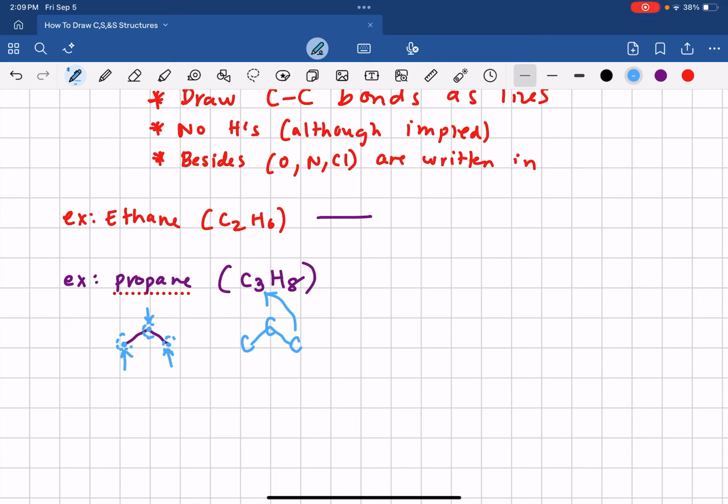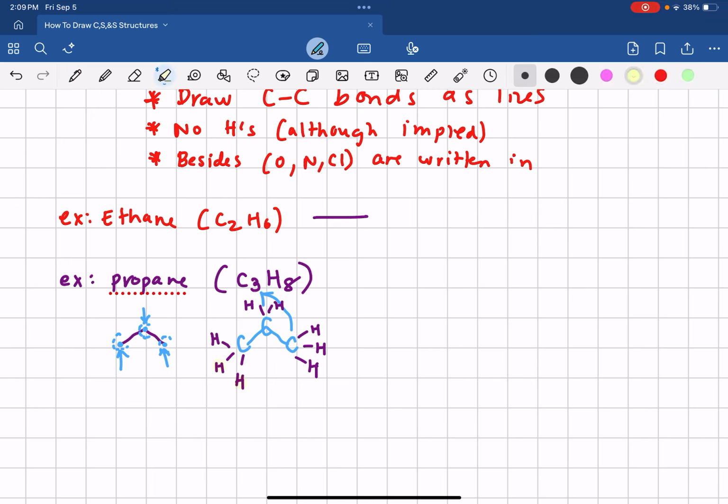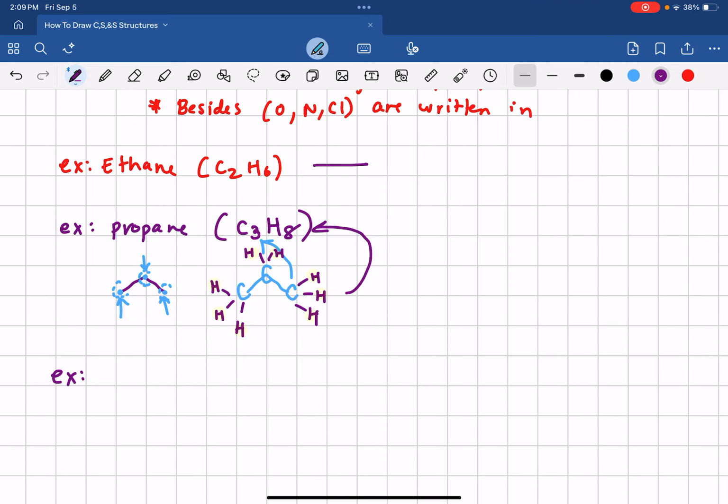perfectly the 3 carbons. And then implicit are the hydrogens, which to this end required 3 hydrogens. Over here can only make 2 hydrogens, and the butt end of this carbon can only make 3. If I count them all up together, 1, 2, 3, 4, 5, 6, 7, 8, it matches the C3H8. Another example is butane.